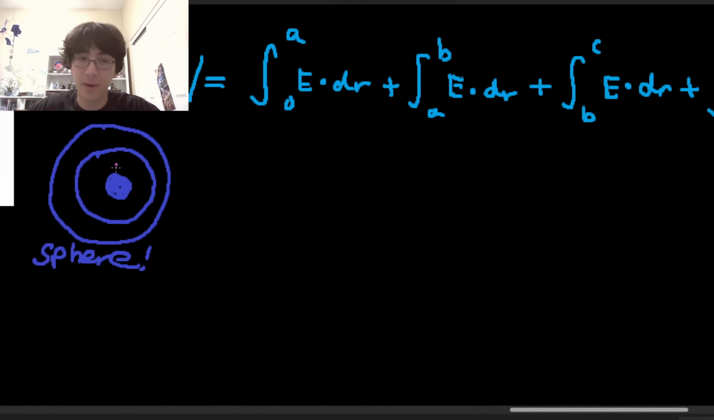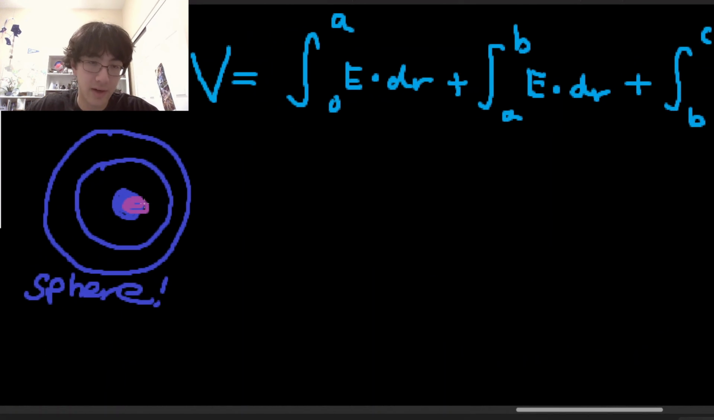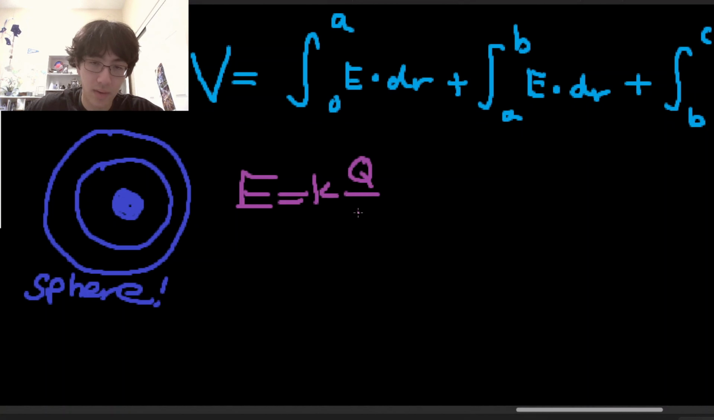So let's start with the one from A to 0. That would be right here in this little poorly drawn sphere model I have. We know that this is a uniformly charged insulating sphere, so that means E equals KQ over R squared, right? But the problem is, when we put this into the integral, all of this is a constant, because in this case R squared would be A squared. So this is all a constant, and we can't integrate a constant.